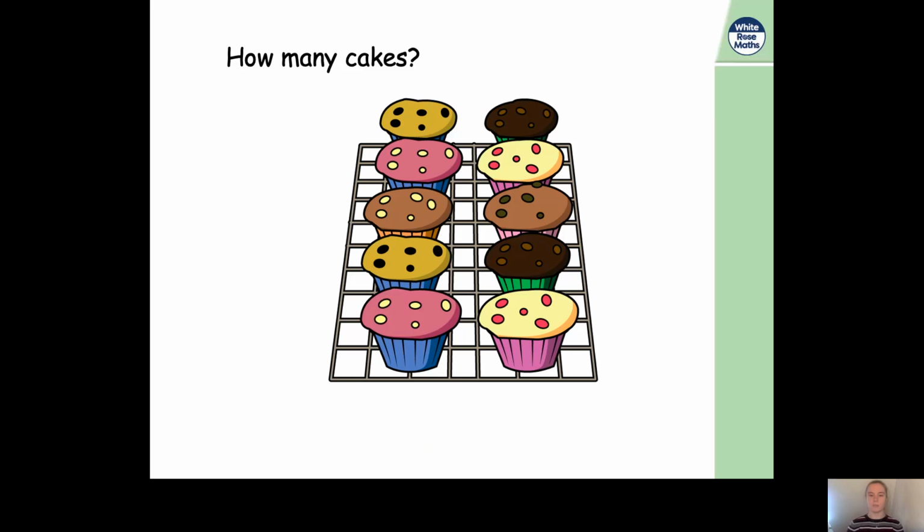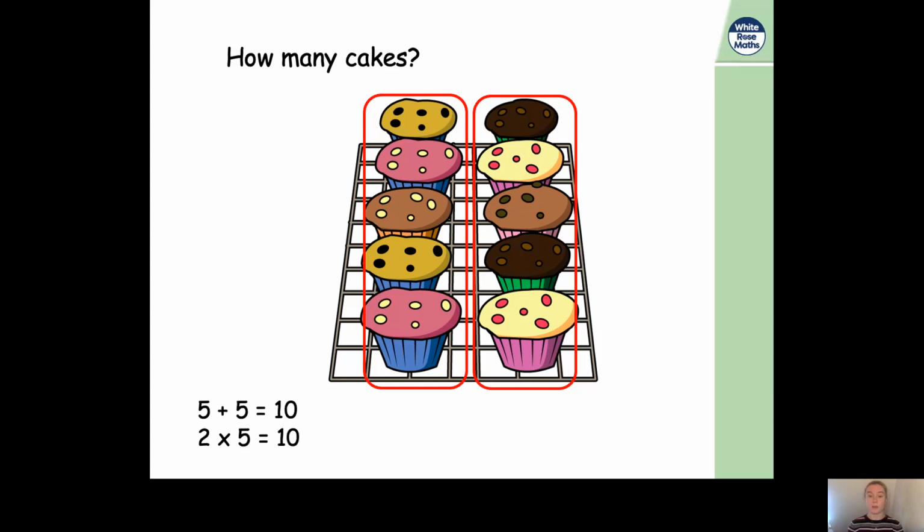So let's start with the columns. How many columns are there? Well, there are 2 columns. There are 2 columns of 5 tasty muffins, okay? So we are going to have to add 5 twice, aren't we? So we're going to do 5 plus 5 equals 10. And because there are 2 columns with 5 muffins in each, we need to do 2 multiplied by 5 is 10.